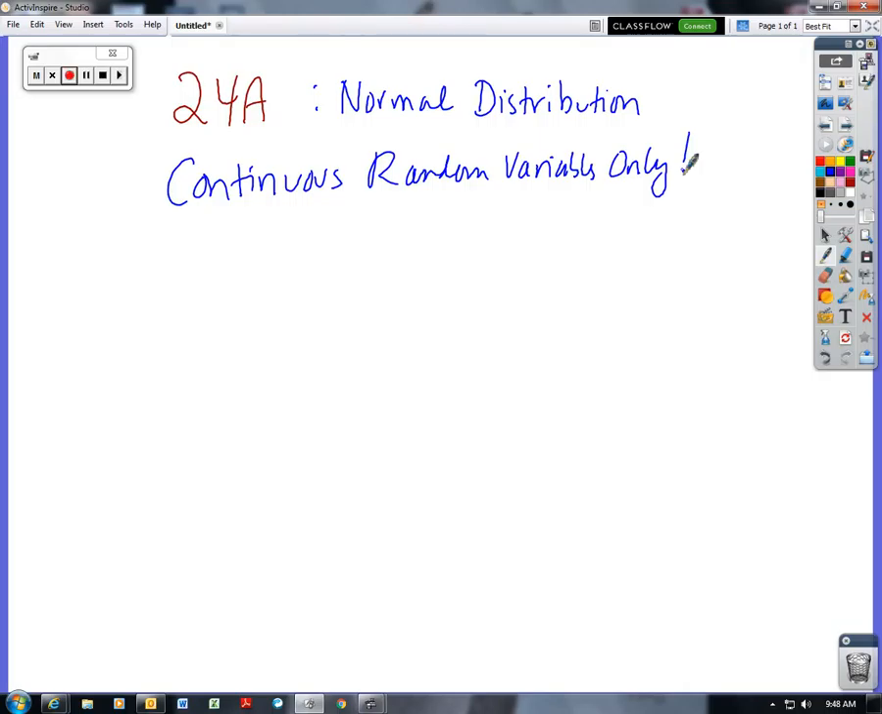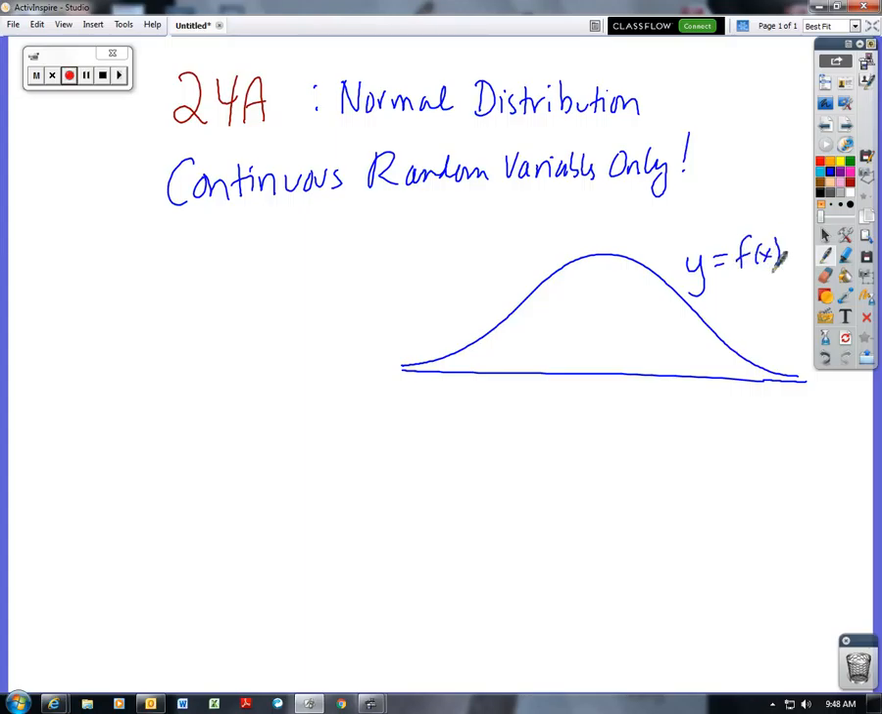And a normal curve is bell-shaped, so it looks like this. And there are some characteristics about it. We'll call the function y equals f of x, and by the way, that's called the probability density function f of x. So the bell-shaped curve is the probability density function.